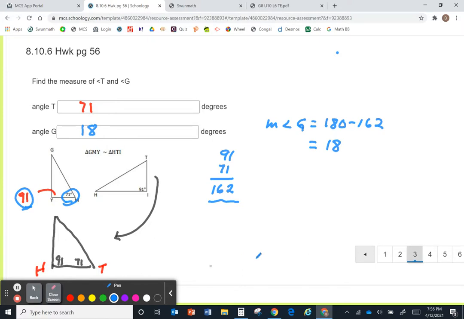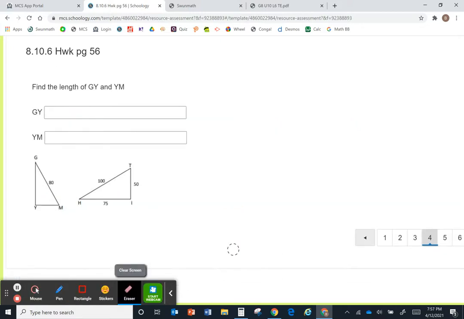Alrighty. I already did these in my book, and I just checked it. We got it right. All right, I'm going to the next problem.